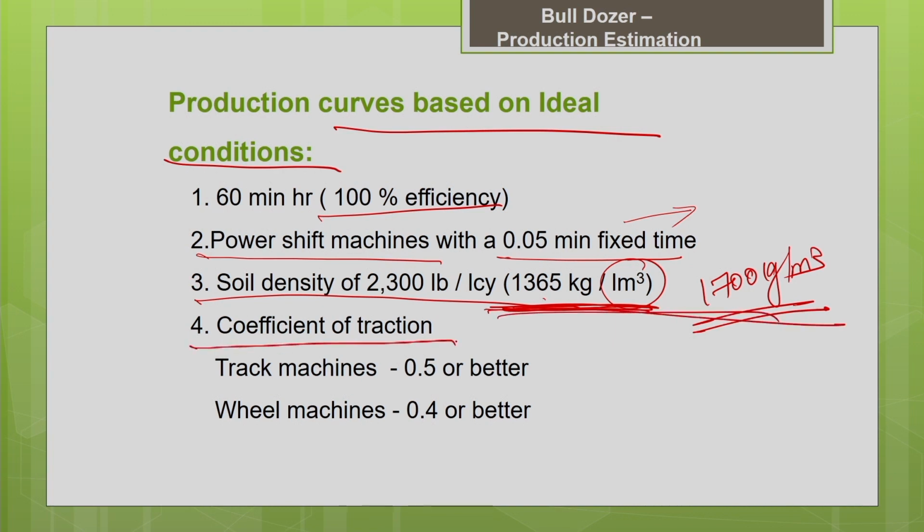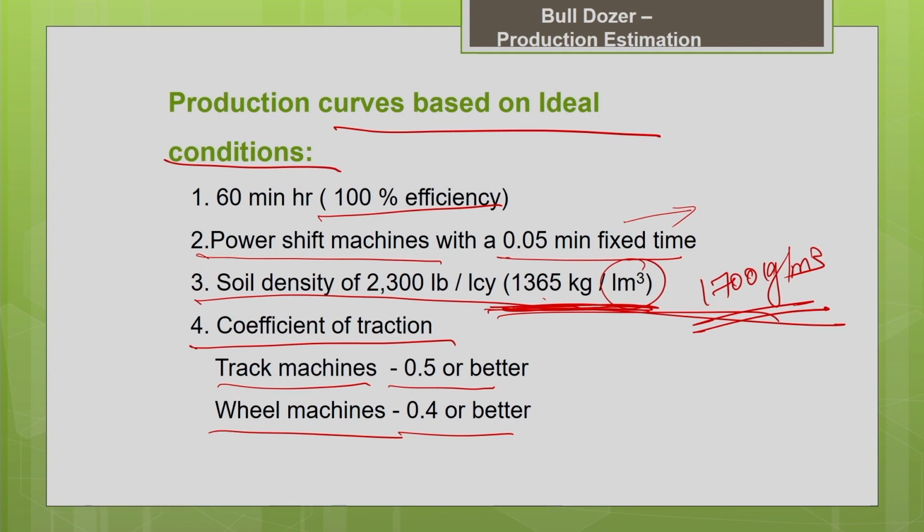Then the coefficient of traction assumed for the track machines is 0.5 or better than that, for wheel machines it is 0.4. So, in your project site, if the coefficient of traction is going to be lesser, then accordingly you have to adjust the productivity which is chosen from the curves. Okay, you have to apply the correction factor. If the traction is going to be lesser, your productivity will also be reduced.